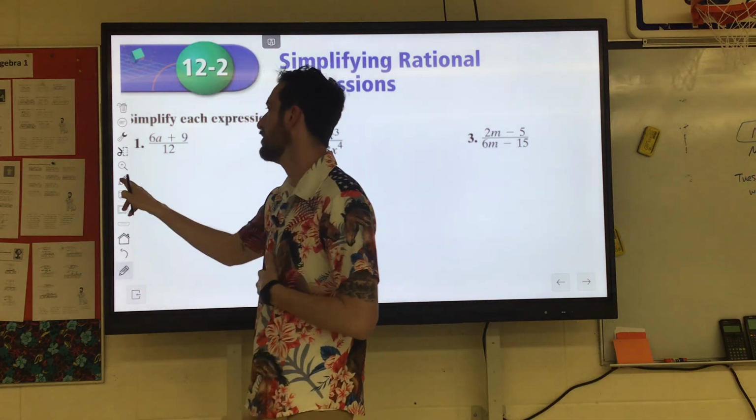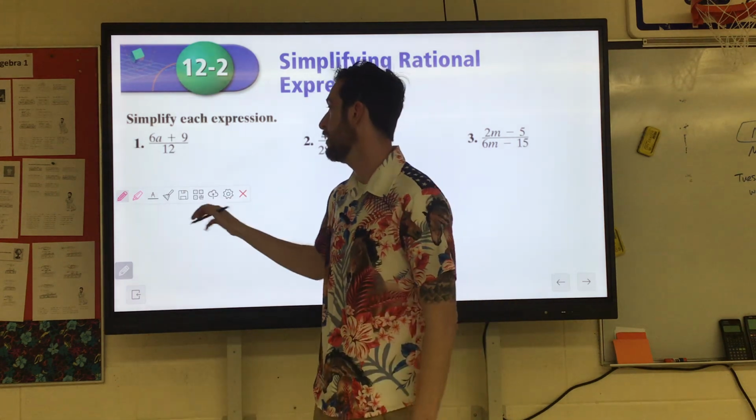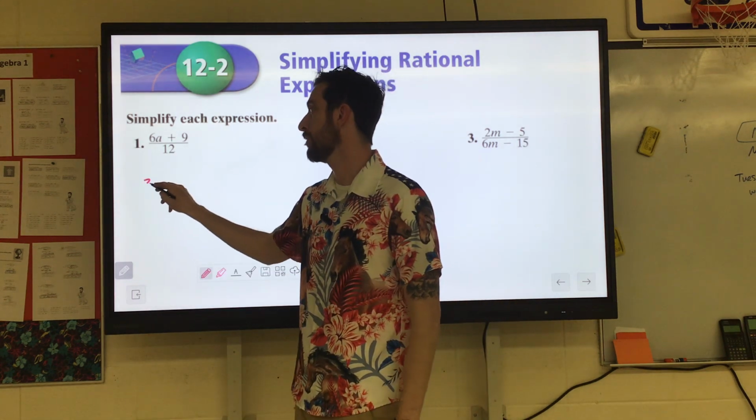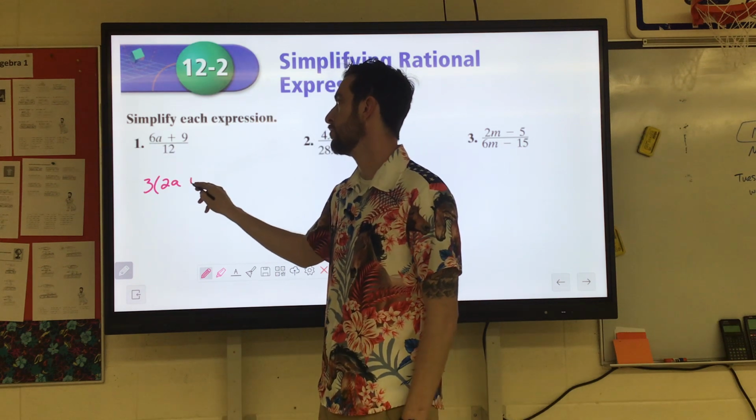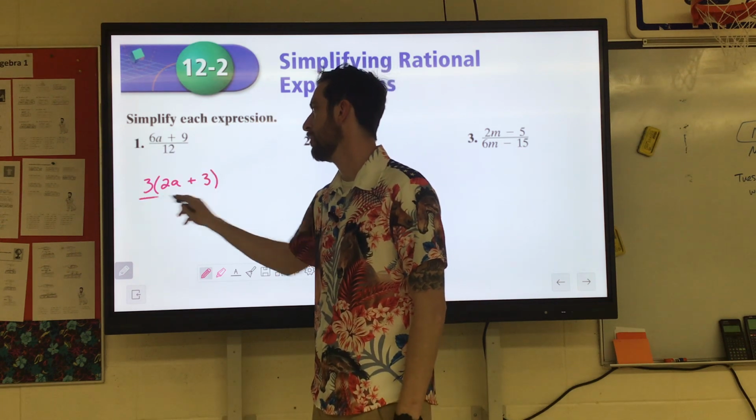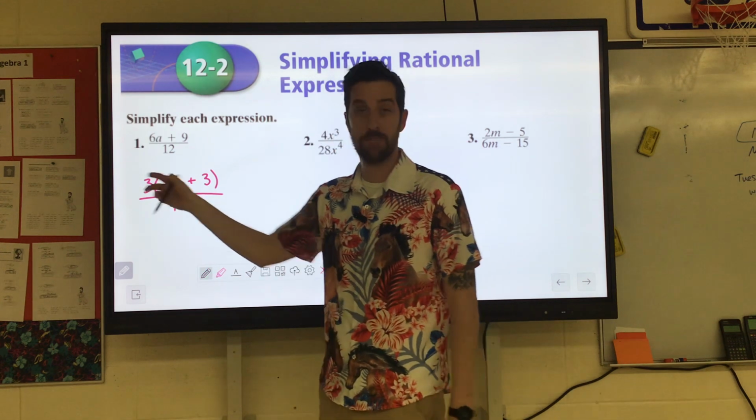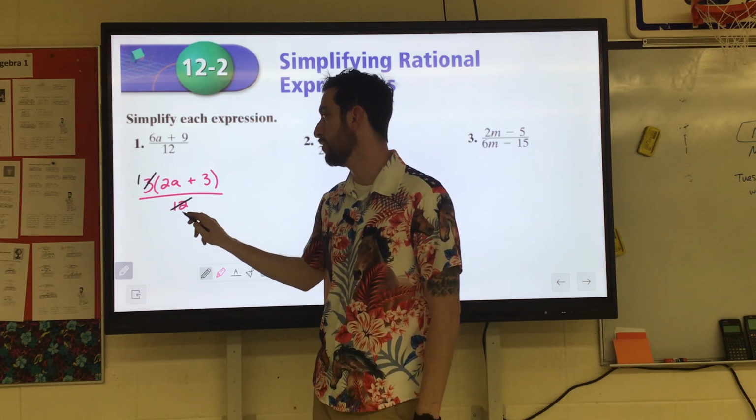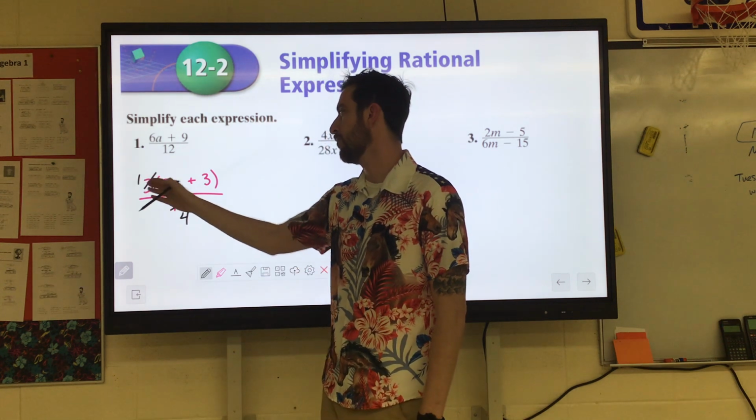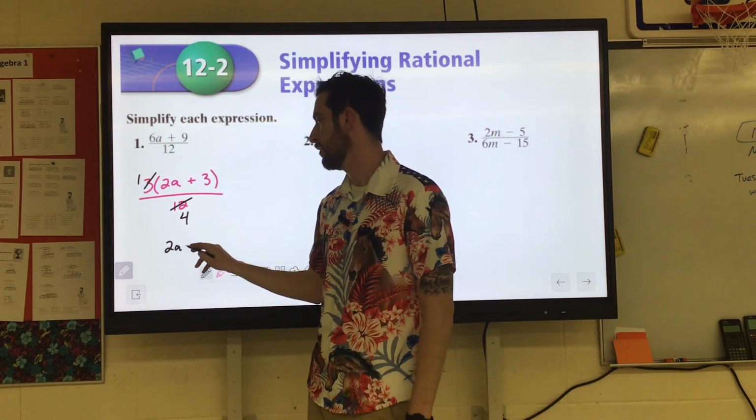I look at 1 and it says 6a plus 9 in the numerator. Those are both divisible by 3, so I'm going to factor out a 3. 3 times 2a is 6a. 3 times 3 is 9. Our denominator is just 12. And then we can simplify the 3 on the outside that we factored out with the 12. 3 goes into 3 one time, 3 goes into 12 4 times. So we have 1 times 2a plus 3, which is just 2a plus 3.